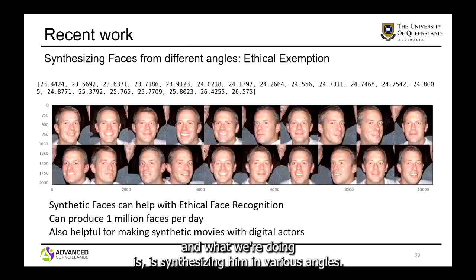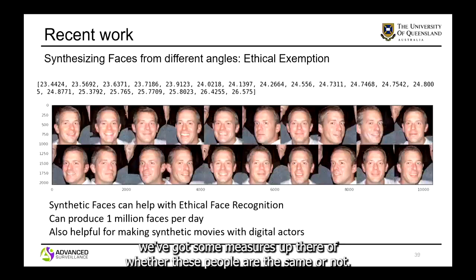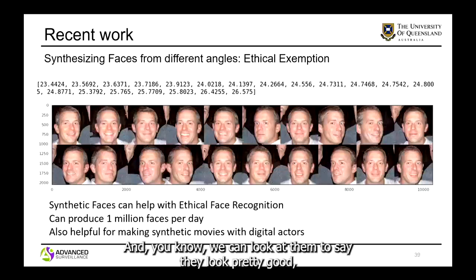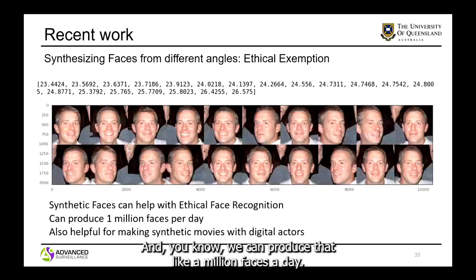Here's the same person, and what we're doing is synthesizing him in various angles, and you can see we've been able to turn the head, and our question is, are these the same person? We've got some measures up there of whether these people are the same or not, and we can look at them and say they look pretty good, but we need to automate that because we want to do millions of faces. So you can use ArcFace to do that. And we can produce like 1 million faces a day.